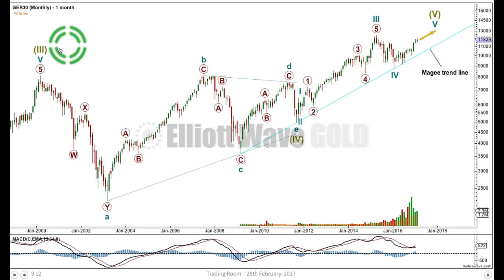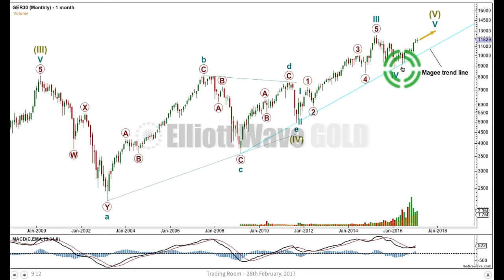Beginning back here, here's the triangle. We may have had 1, 2, 1, 2, and now 3, 4, 3, 4, and a fifth wave at cycle degree beginning back here. I've drawn this McGee trend line around this bull market from the first two major lows within it and extended it on out. It's quite nicely showing us recently where deeper corrections have been finding support.